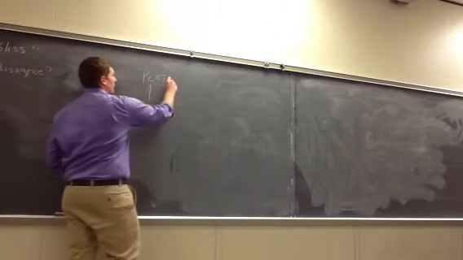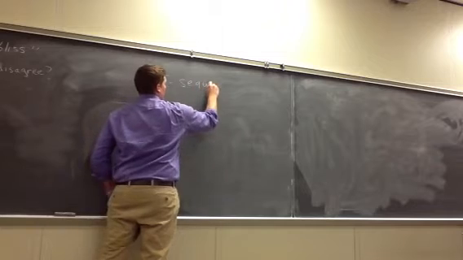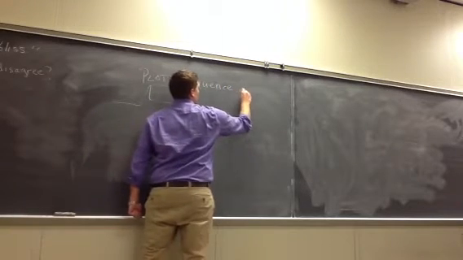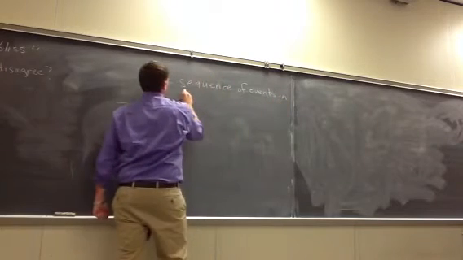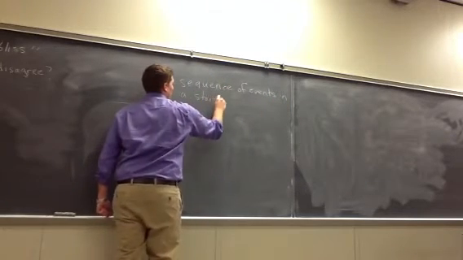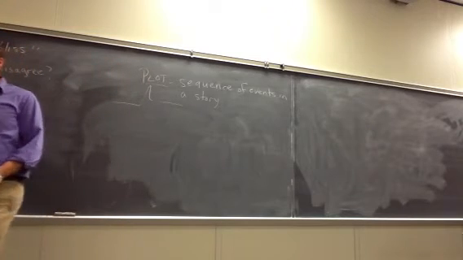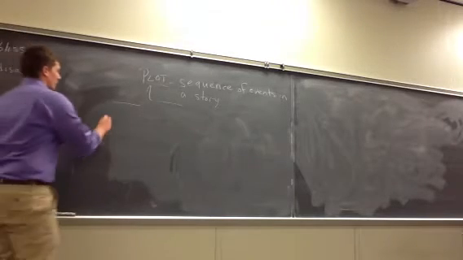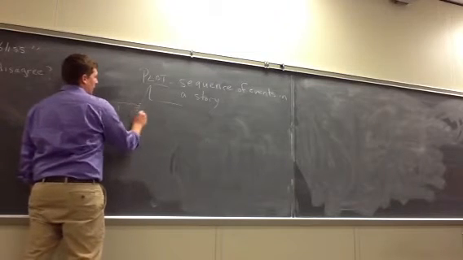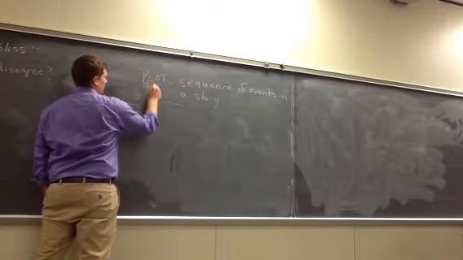Plot, basically, is a sequence of events in a story. So what's going on in that story? The events that happen. They're broken up in 6 different ways.